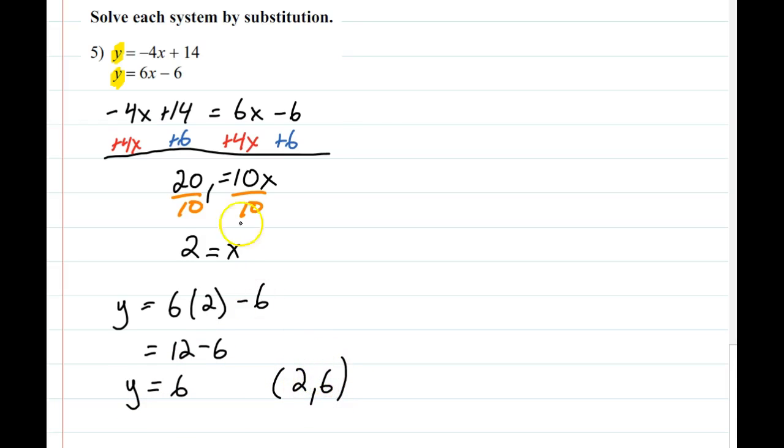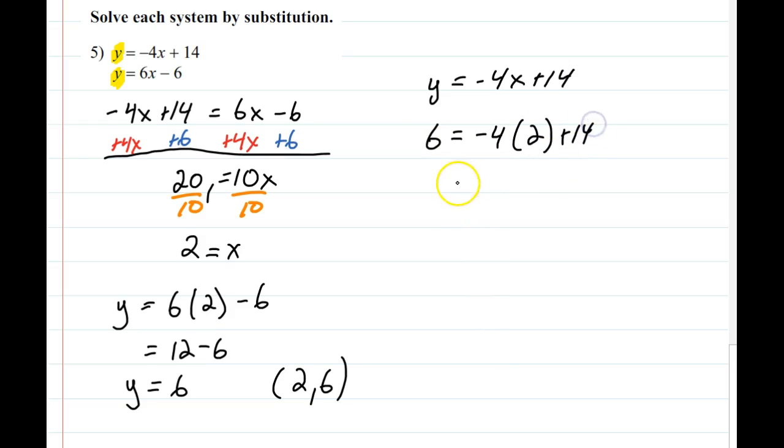So now we're going to take those numbers just to verify and plug them into the other equation, the one we didn't use. So the y equals negative 4x plus 14. So 6 equals negative 4 times 2 plus 14. Negative 8 plus 14 equals 6, which is what we wanted. So that tells us that that is the correct answer.